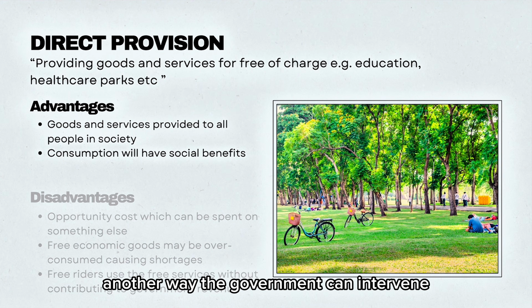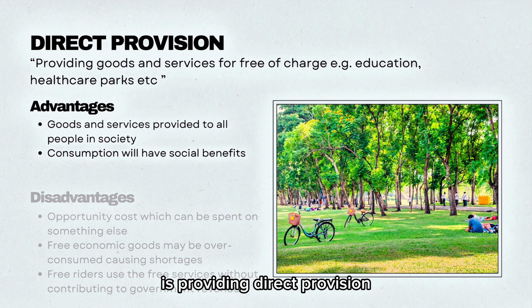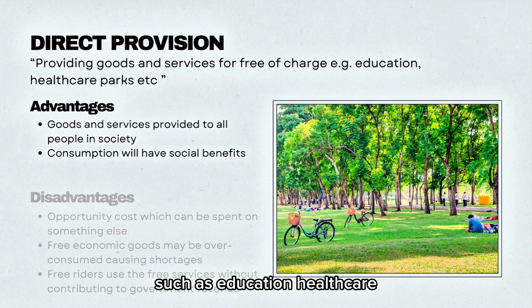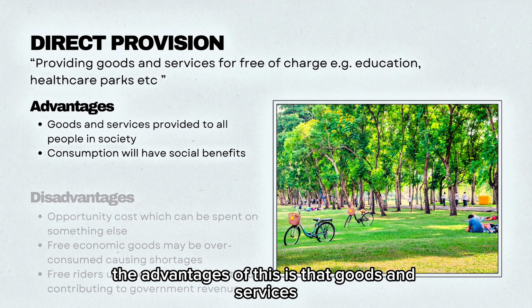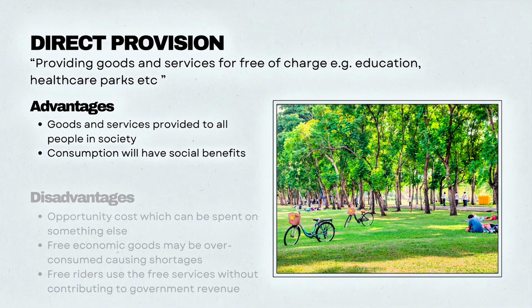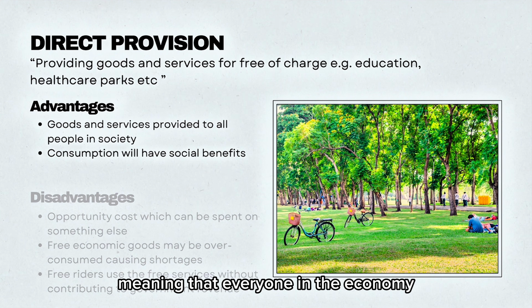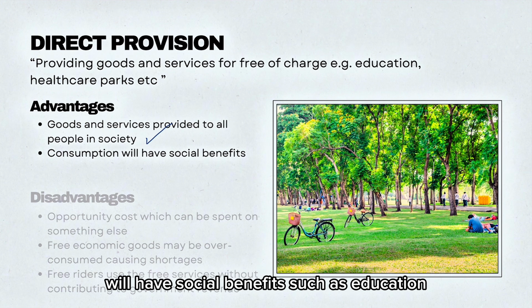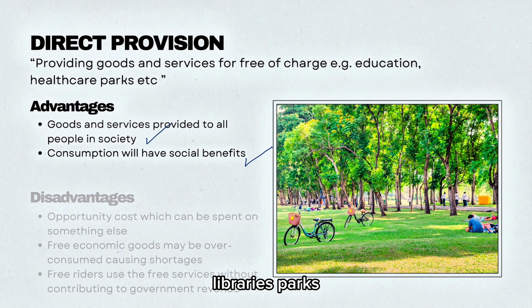Another way the government can intervene is providing direct provision. This is providing goods and services free of charge, such as education, healthcare, parks, etc. The advantages of this are that goods and services are provided to all people in society, meaning that everyone in the economy can enjoy the benefits of these services. So the consumption will have social benefits such as education, libraries, parks, etc.